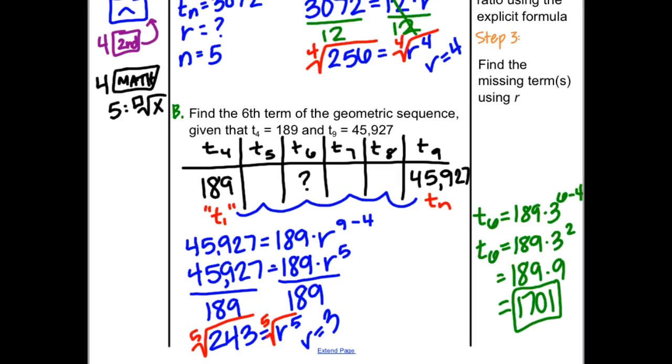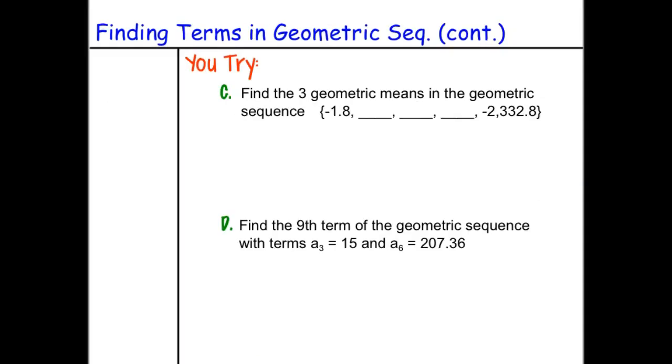And that's all we got for you. I want you to try to give these two a shot. One, finding the 3 geometric means. I even drew out the sequence for you. And then find the 9th term when given the 3rd term and the 6th term. I know some of you are going to find this challenging, but just attempt the problems and we'll have that conversation and get everything squared away tomorrow in class.